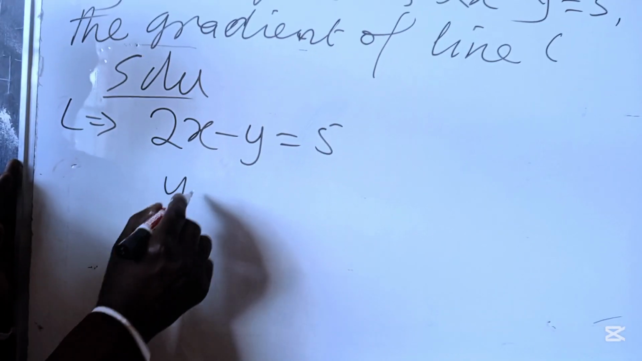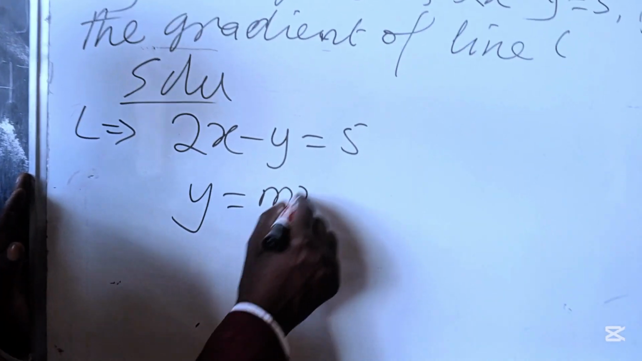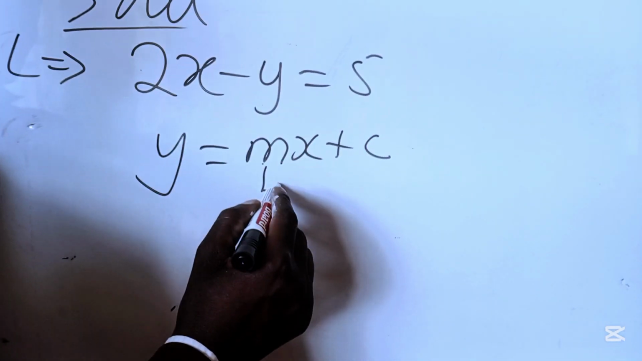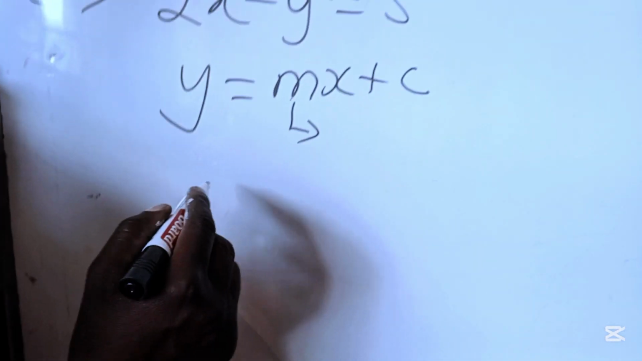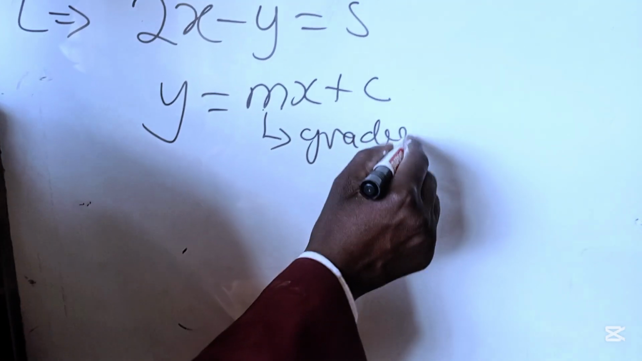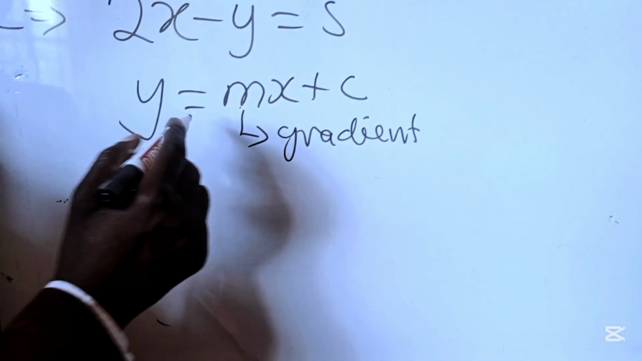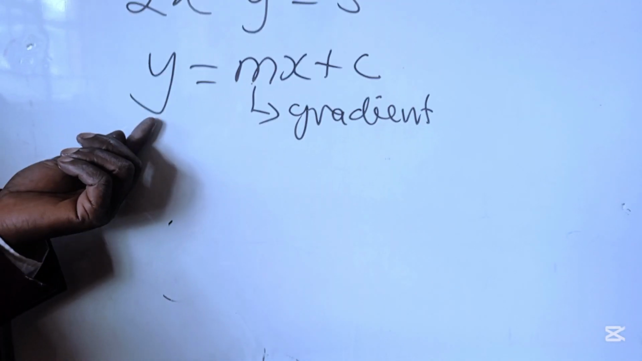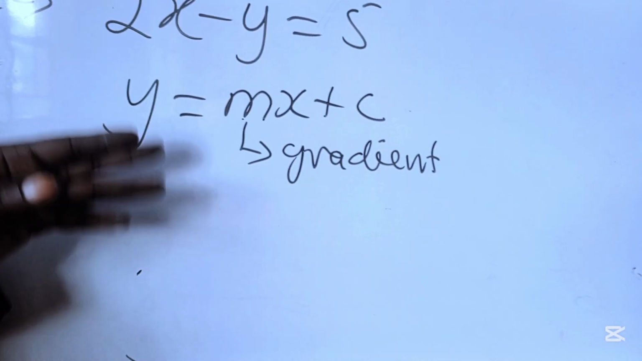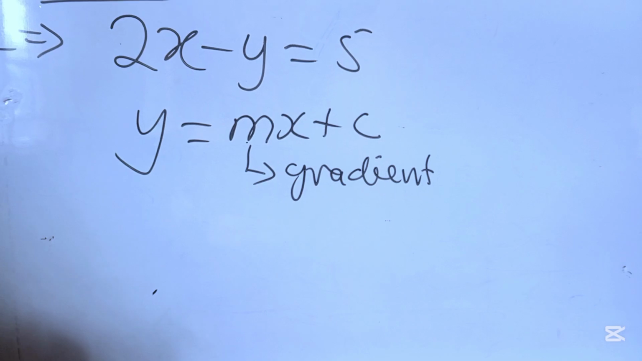What is my standard form? My standard form looks like this, where my m is the gradient. So this is my gradient. So I have to make sure that I make y the subject of the formula. You can see it is starting with y, and y is not a negative but it is a positive, so I should make sure that everything here is a positive.